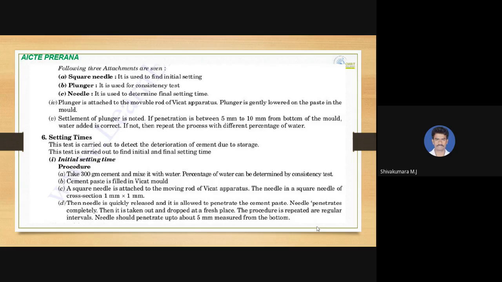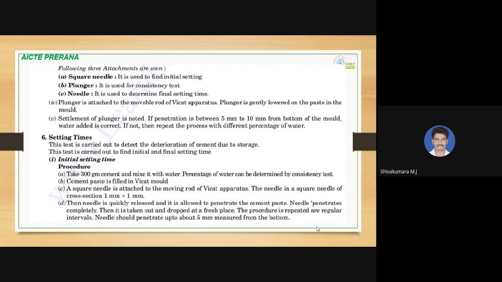Depth of penetration you observe, you may be getting some 0, 1, 2, 3 mm, whatever it may be. So you observe at which particular instant of time the depth of penetration of the needle is 5 to 7 mm. So for every interval like 5 or 10 minutes, you keep observing until you get 5 to 7 mm depth of penetration, and finally you get the value of initial setting time.